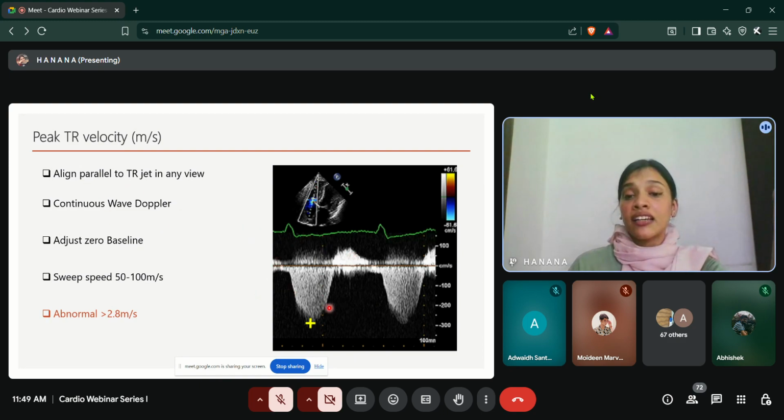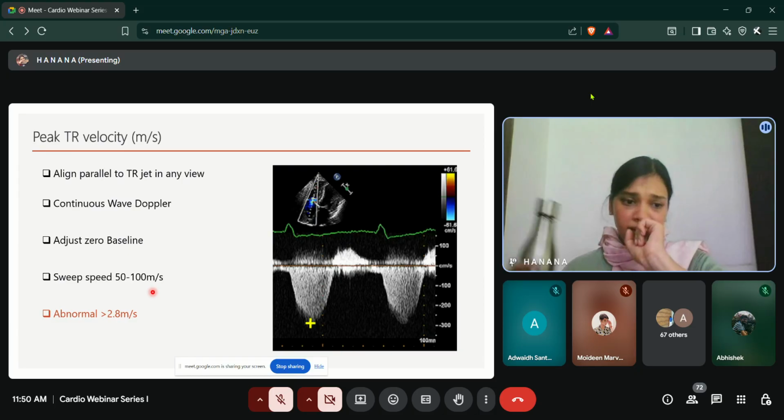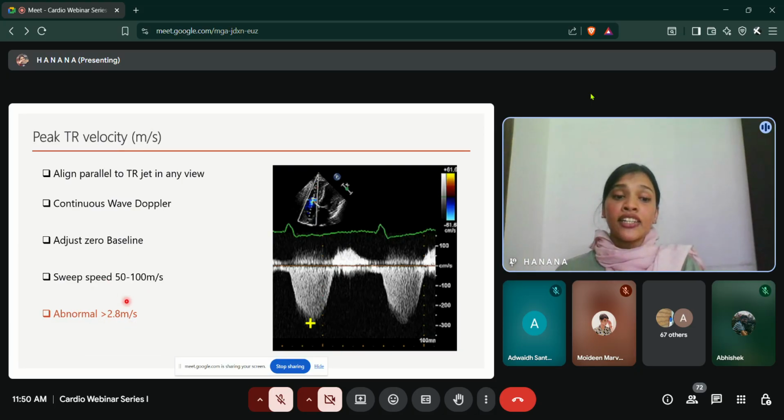And here you will be getting a higher velocity, so make sure that you use a continuous Doppler. Now adjust the zero baseline. To see the entire spectrum, you have to adjust the zero baseline and move it upward. The sweep speed should be 50 to 100 mm per second. An abnormal value is greater than 2.8 meters per second. If you are getting a velocity greater than 2.8, it is abnormal, so it denotes a diastolic dysfunction.